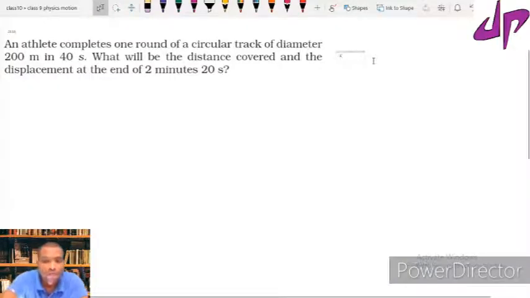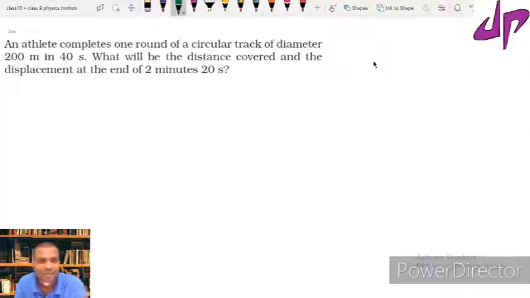Let's see one more problem. It's the exercise problem. Little tricky but very easy. The problem is, an athlete completes one round of a circular track of diameter 200 meters in 40 seconds. What will be the distance covered and the displacement at the end of 2 minutes 20 seconds? An athlete completes one round of a circular track of diameter 200 meters in 40 seconds.